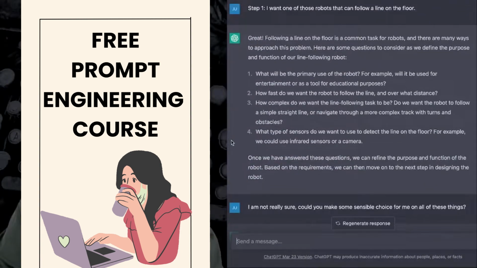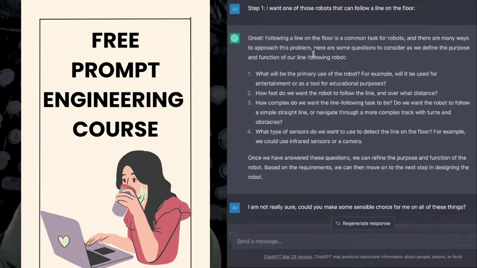So I say, okay, let's do step 1. So I'm continuing the conversation. I want one of those robots that can follow a line on the floor. I've seen these things. These are common at universities. They'll build them. You put it on the floor, and the robot will follow some line, like a piece of tape that's on the floor or something that's painted. And it says, great, following a line on the floor is a common task for robots, and there are many ways to approach this problem.